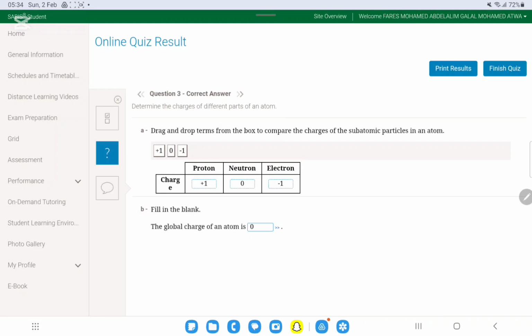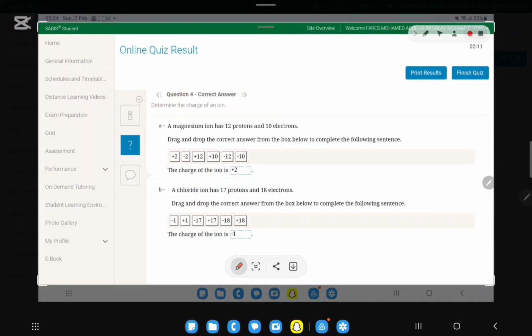Drag and drop the terms from the box to compare the charges of subatomic particles in an atom. So the charge of one proton, protons are positive, is +1, and neutron, as in the name, neutral, so 0, and electrons are -1. The charge of an atom is 0. As we said, an atom is electrically neutral. Atoms are neutral. They also accept 0 in written spelling.